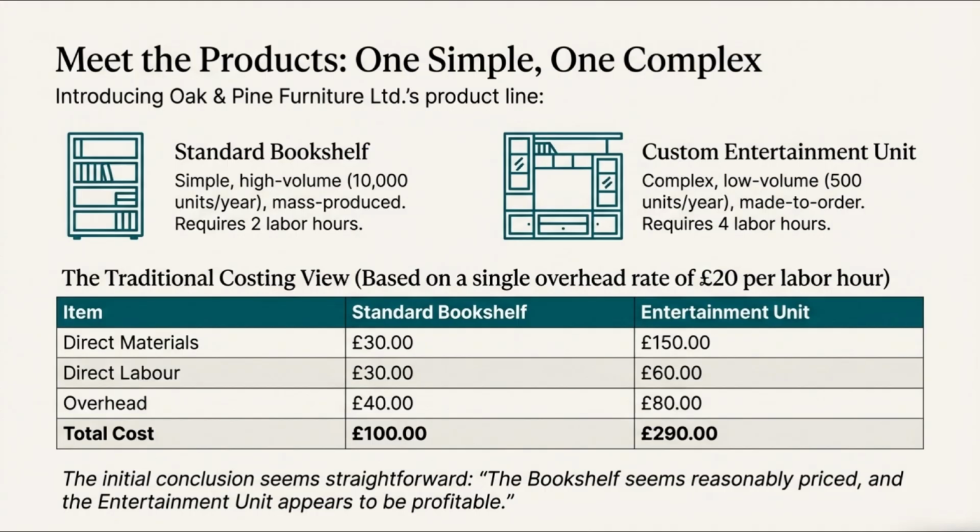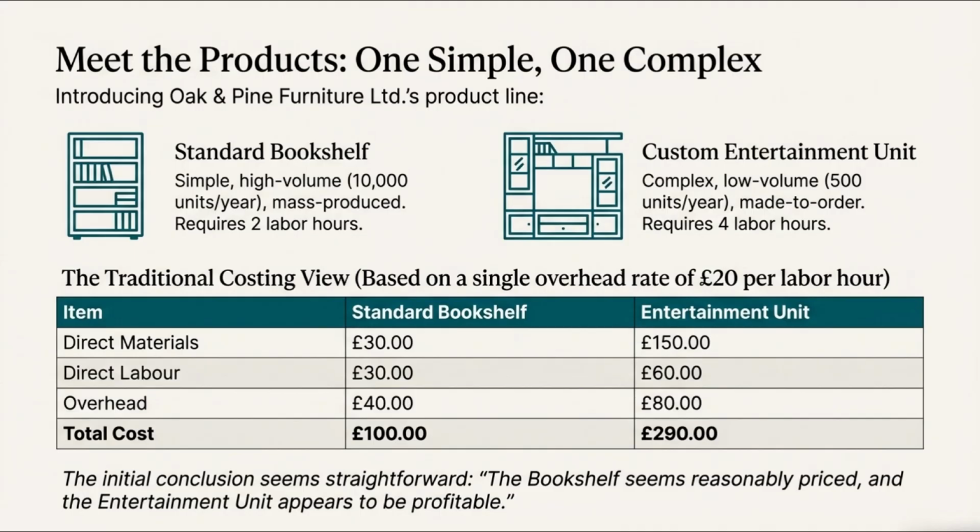Let me introduce you to Oak and Pine Furniture Limited, our case study company. They make two very different products. First, the standard bookshelf. This is a simple design, mass-produced in high volumes of 10,000 units per year. Each bookshelf requires just 2 labor hours to make. Second, the custom entertainment unit. This is a complex, premium product, made to order in low volumes of just 500 units per year. Each unit requires 4 labor hours.